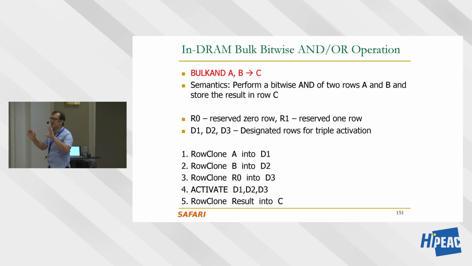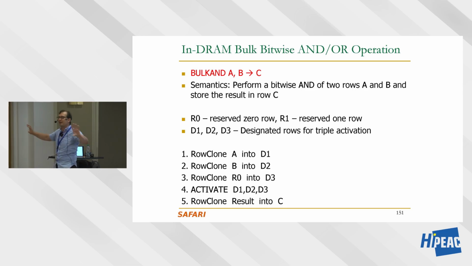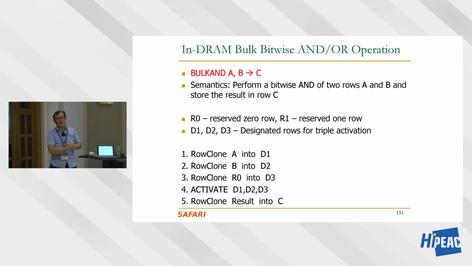There's a lot more implementation detail in the paper that I'm kind of skipping over. We reserve some rows and we designate them for triple row activation because you don't want to do this in the entire memory array. It complicates the row decoder and logic and your density a lot. So what we do is basically you row clone A into a row D1, you row clone B into D2, you row clone R0 which stores 0 into D3, and then concurrently activate these 3 rows with a special command to DRAM, and then you row clone the result into C. And this essentially does the bulk bitwise AND operation.